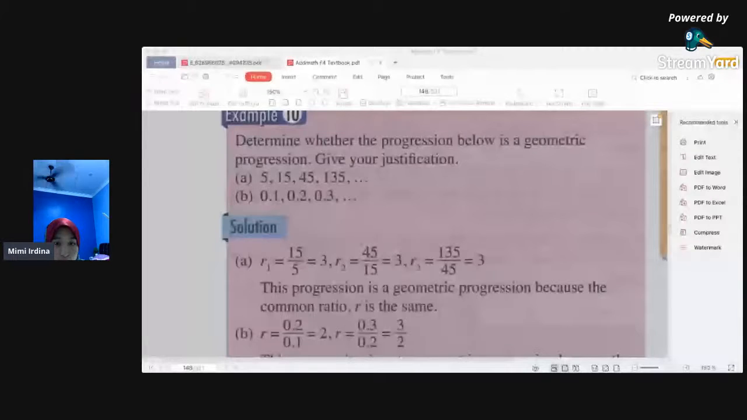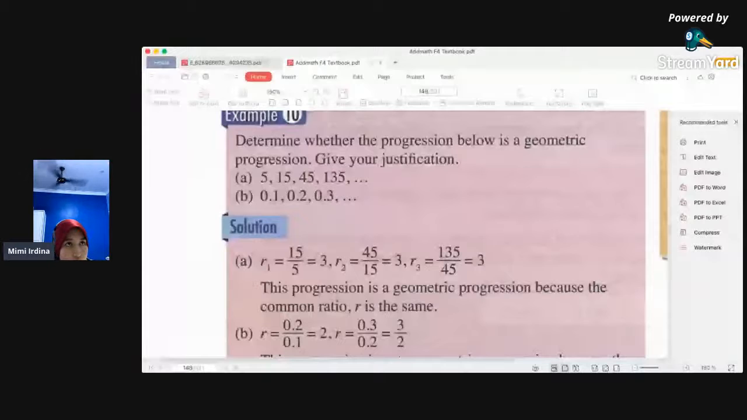In this textbook, it shows we need to use T2 over T1 and T3 over T2, which is R equals 15 over 5. 15 is T2 while 5 is T1. So we get the common ratio is 3.